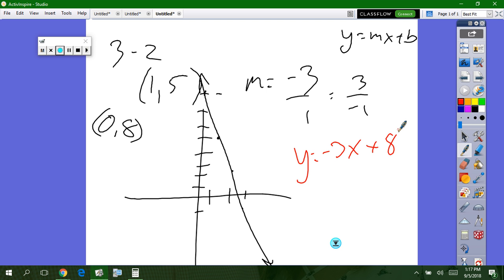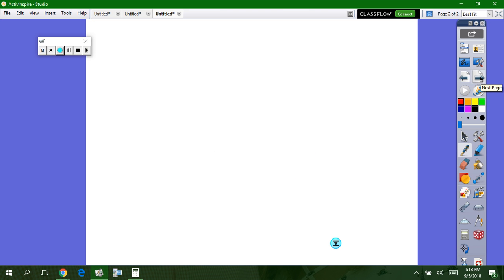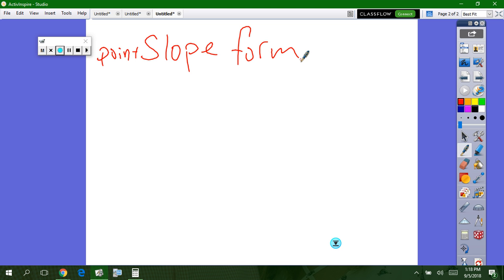But not every single time is that going to be the best possible method. So the other way that's nice is what we call point slope. I apologize, not slope-intercept, point slope form. Point slope form is y minus y1 equals your slope times x minus x1. That is point slope. I'm actually going to show you where that comes from in just a minute, but right now we're just going to take it for granted and just use it.